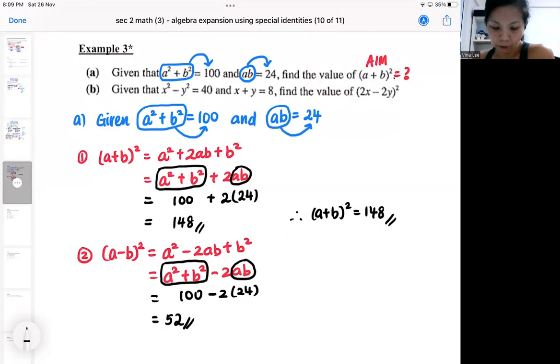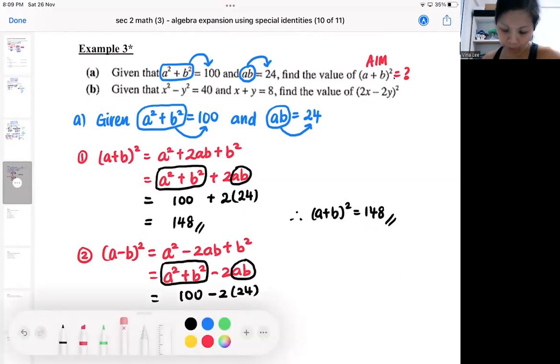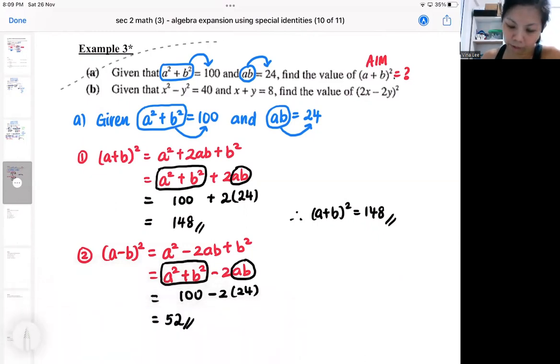Okay, so that is part A. I'm going to erase and I'm going to be showing you part B. Part B is going to be a bit more difficult. So let me erase first.